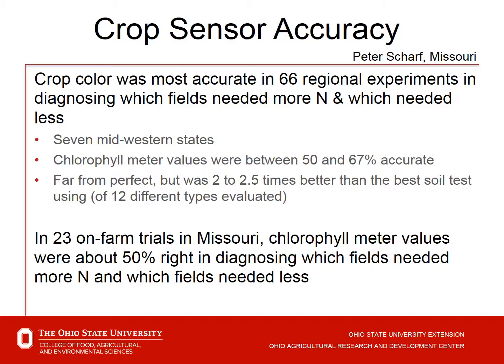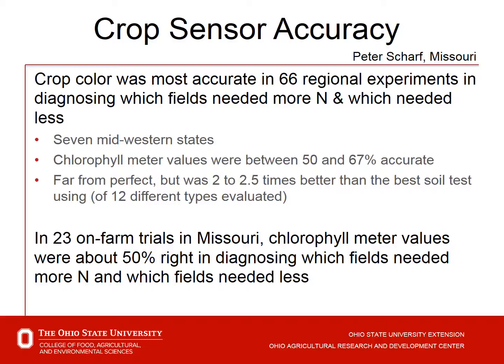Here's some work from Peter Scharf, and just a quick summary here. He's done some work across 66 regional experiments, so not just Missouri, but some other Corn Belt states, and found that they can use an in-crop sensor to improve the accuracy, maybe to 50 to 67%. May not sound all that great, but that's way better than what farmers have done with their pull-it-out-of-the-back-pocket kind of recommendation. So it is an improvement.